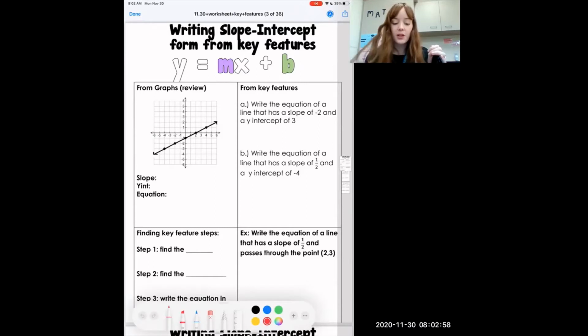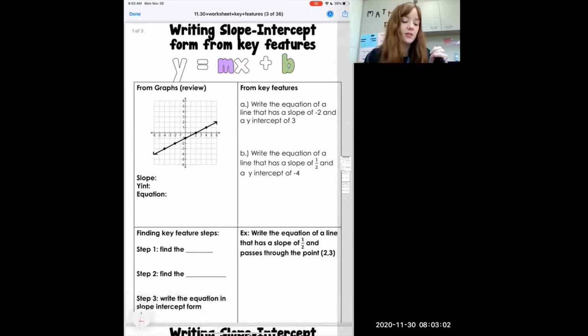The first thing we did when it was a graph was we found the slope. First we want to decide if it's positive or negative. From left to right, this is going uphill, so I have a positive slope. And then I actually want to find the rise over the run. My rise is 1 and my run is 2. So my slope is positive 1/2.